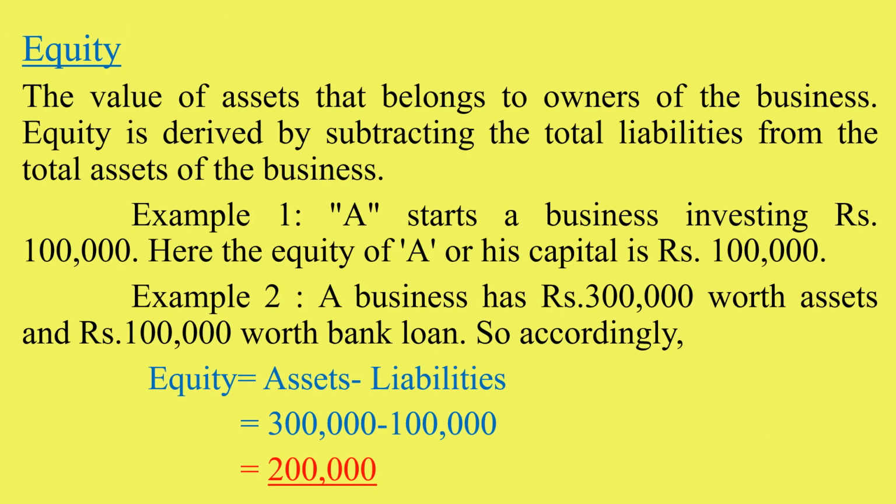Now we are going to discuss equity. The value of assets that belong to the owners of the business we simply call equity. That means, suppose the business has liabilities. In order to settle these liabilities, part of the assets has to be used. So after you settle the liabilities, the remaining part of the assets belongs to the owners of the business.